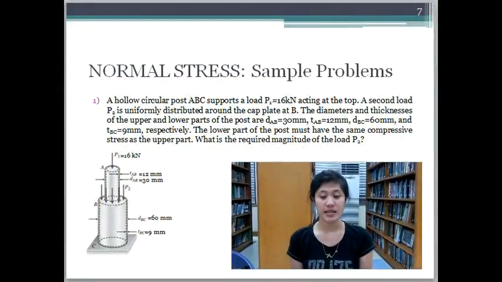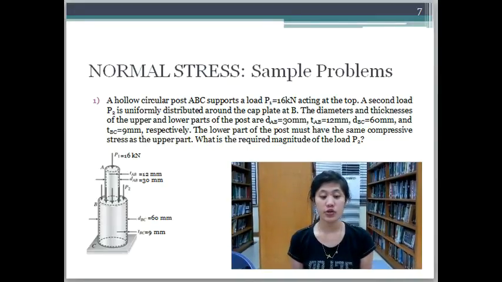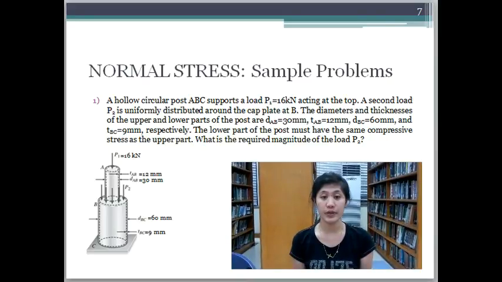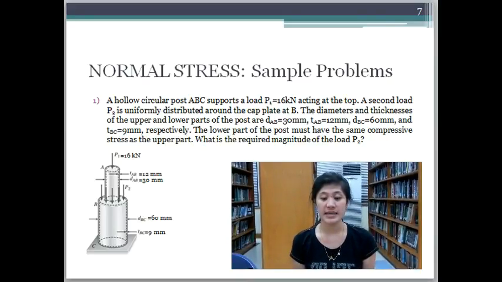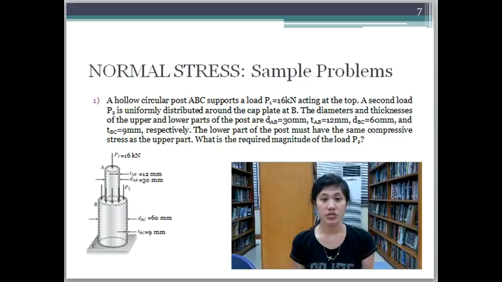Visualizing all the types of stress, let's first have a sample problem for normal stress. So the problem is a hollow circular post ABC supports the load P1, which is 16 kN acting at the top. The second load P2 is uniformly distributed around the cap plate B. The diameters and thicknesses of the upper and lower parts of the post are DAB equals 30 mm, tAB equals 12 mm, DBC equals 60 mm, and tBC equals 9 mm respectively. The lower part of the post must have the same compressive stress as the upper part. What is the required magnitude of the load P2?